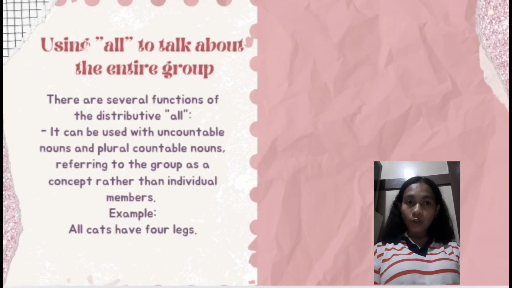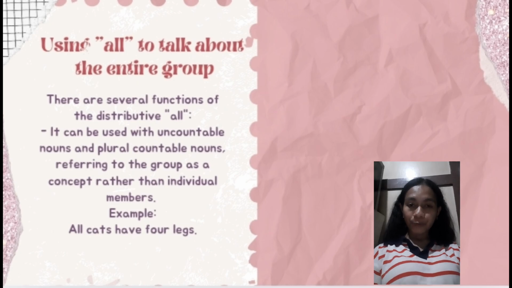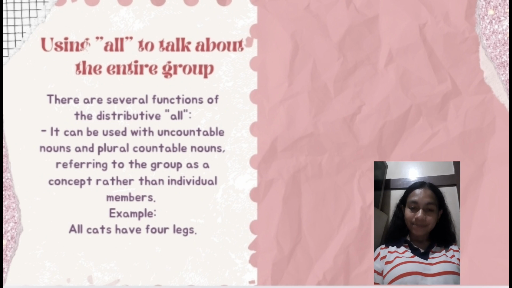Using all to talk about the entire group. There are several functions of the distributive all. It can be used with uncountable nouns and plural countable nouns, referring to the group as a concept rather than individual members. For example, all cats have 4 legs.